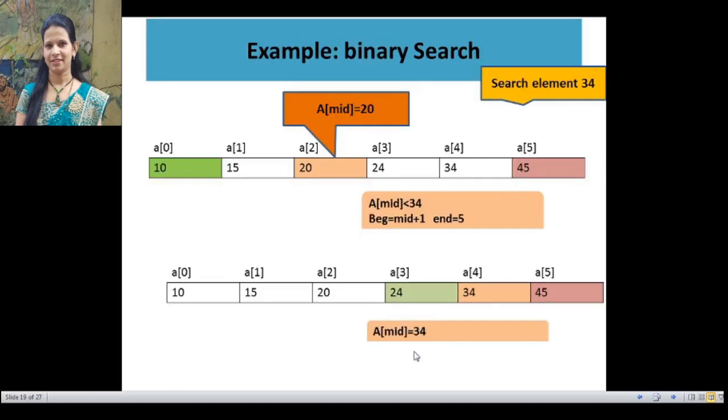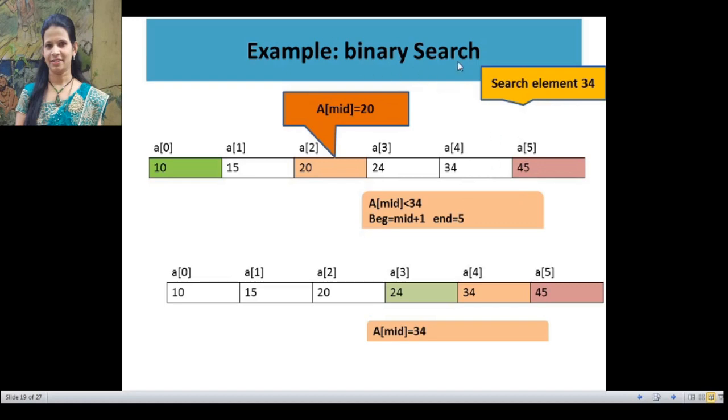Here is one example for binary search. Here we have the elements 10, 15, 20, 24, 34 and 45. If we are using sequential search, then it is necessary to compare first 34 and 10, then 34 and 15, 34 and 20, then 34 and 24, and 34 and 34. Here we will find 34 equals 34. So the number of comparisons made is 5.